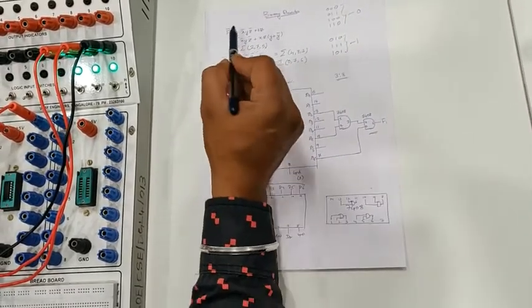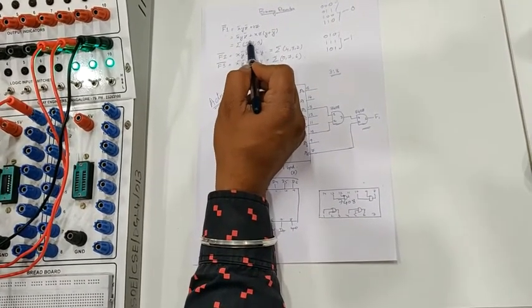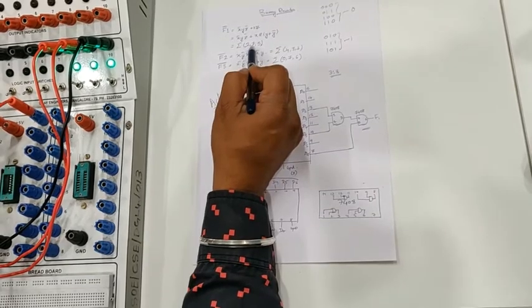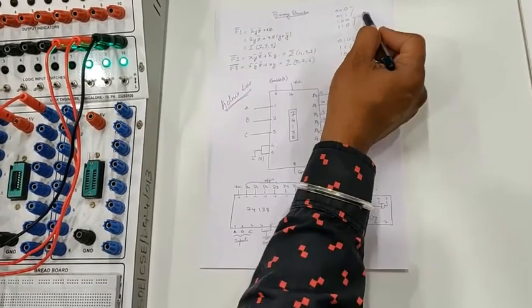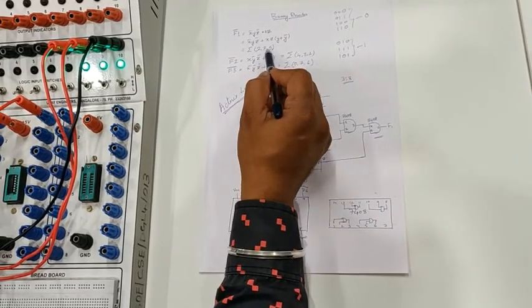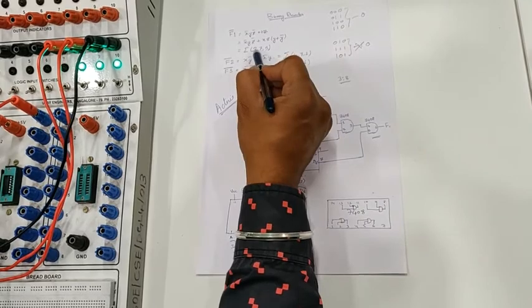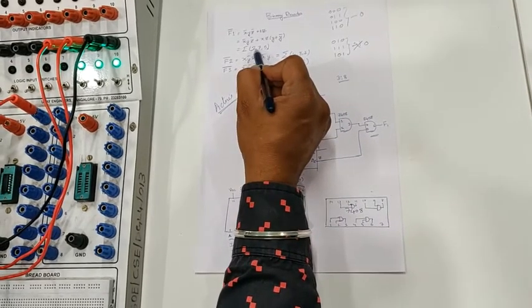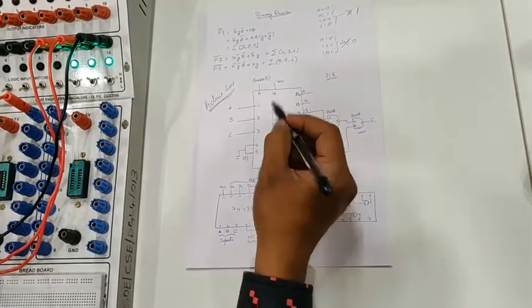That means for whichever numbers are given in the expression, for those minterms we have to get 0, and whichever is missing, for that we are getting 1. Okay, for 2, 7, 5 we are getting 0, and for the remaining 0, 1, 3, 4, 6, we are getting 1.